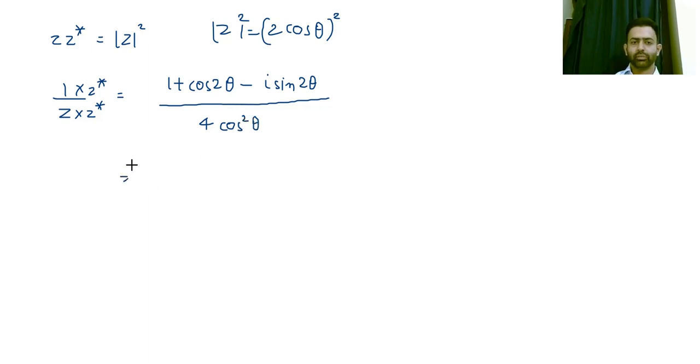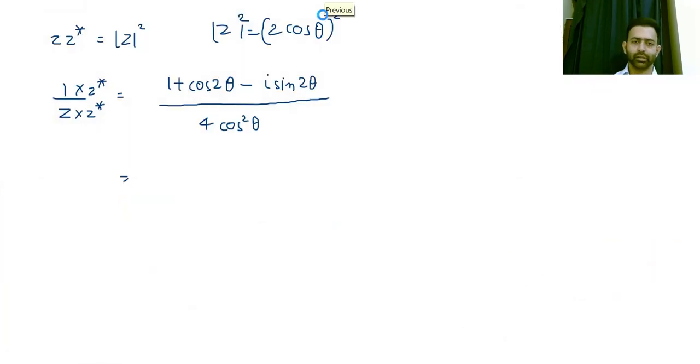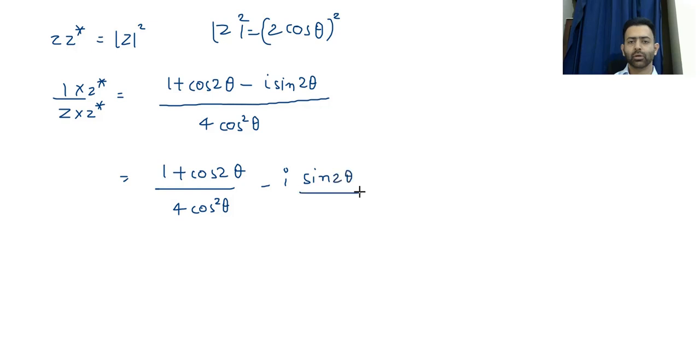So you can separate the real and imaginary parts. Why do we have to separate? Because it is asking about the real part only, the real part of 1 upon z. So writing this as 1 plus cos 2 theta over 4 cos square theta, plus the imaginary part, not plus, minus i sine 2 theta over 4 cos square theta.